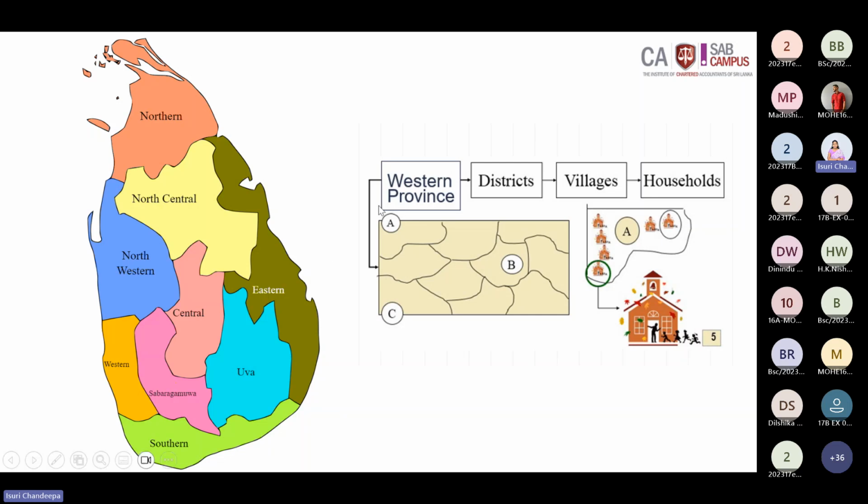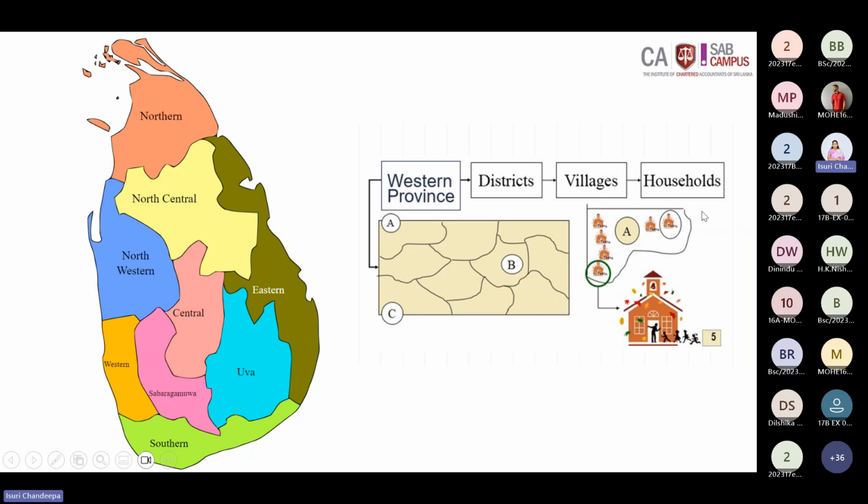What is the first cluster? Provinces. Then you can divide the provinces into the districts, then into villages, and from the villages you are going to select the sample, or else collect the data from the householders. We are calling it cluster sampling.